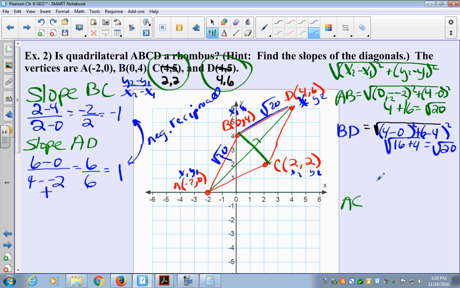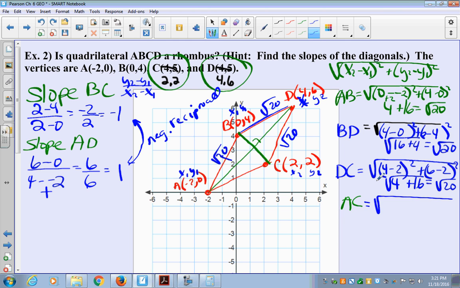And then we're going to do DC. So we're going to subtract the x's. 4 minus 2 squared and 6 minus 2 squared. 4 minus 2 is 2, and 2 squared is 4. 6 minus 2 is 4, and 4 squared is 16. That is the square root of 20. Put that down there. I'm 3 for 3. If AC pans out for us, then we know we have a rhombus.